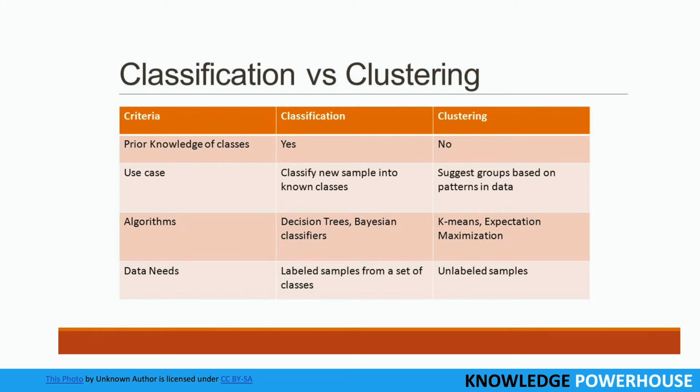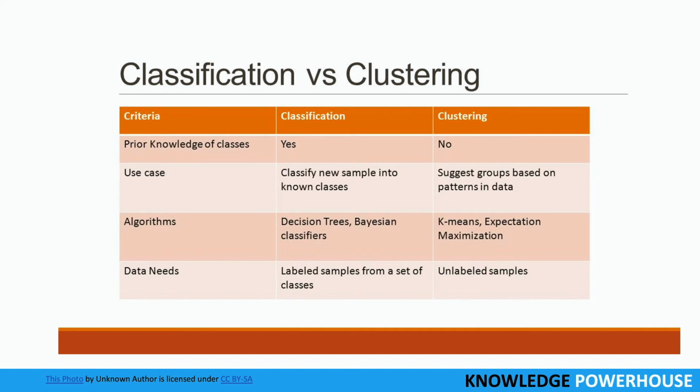The use case of classification is to classify new data into known classes. You already know the classes, and you have to predict which class your new data belongs to. Whereas in clustering, the use case is to determine the groups based on the patterns in data, and it can determine what kind of clusters are appearing. Classification uses algorithms like decision trees, which is very popular, Bayesian classifiers, random forest, and logistic regression. For clustering, we use k-means clustering and expectation maximization.